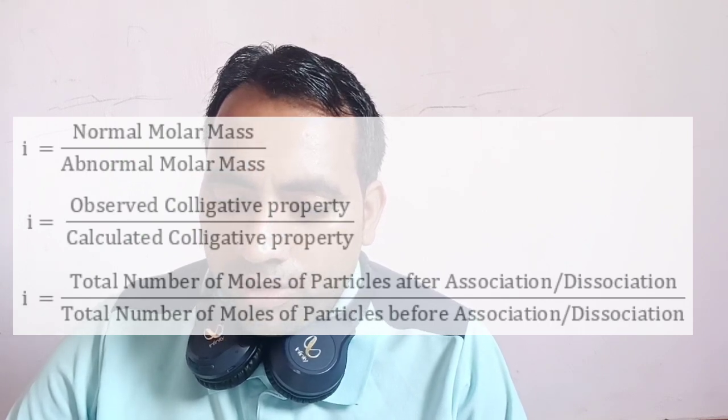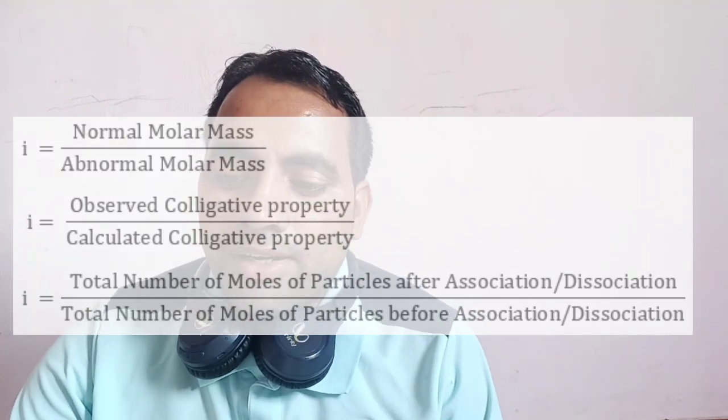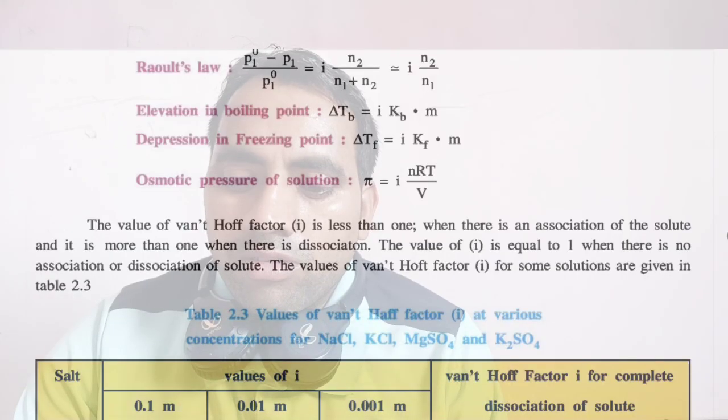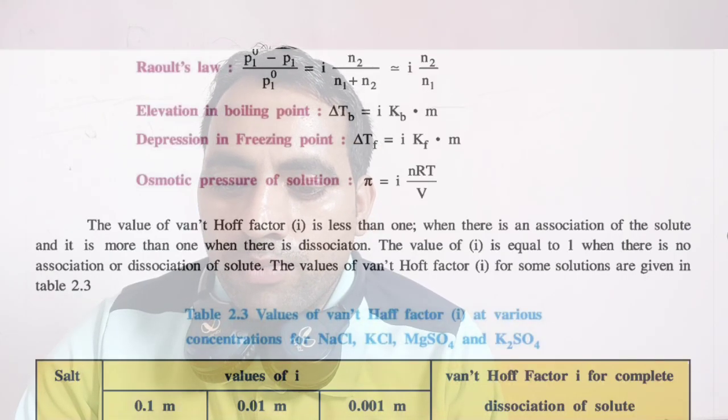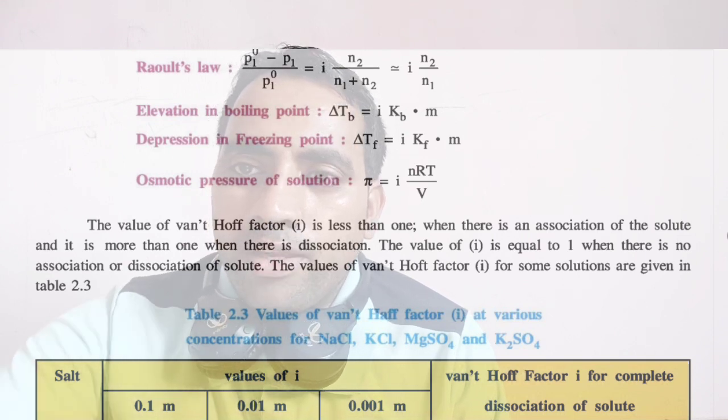By introducing the Van 't Hoff factor i, the formulas to obtain molar mass can be written as follows. Raoult's law for the relative lowering in vapor pressure: (P1 naught minus P1) upon P1 naught equals i into n2 upon (n1 plus n2). Elevation in boiling point: delta Tb equals i Kb into m. Depression in freezing point: delta Tf equals i Kf m. Osmotic pressure of solution: pi equals i nRT upon V.